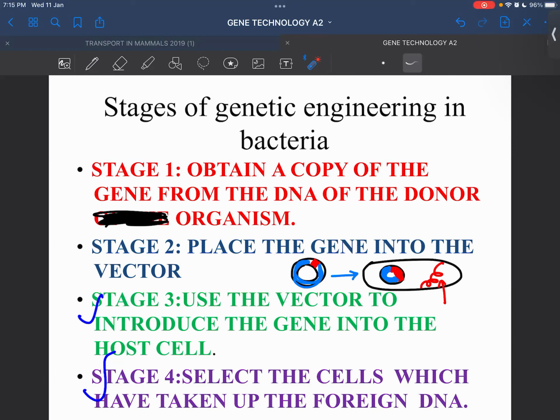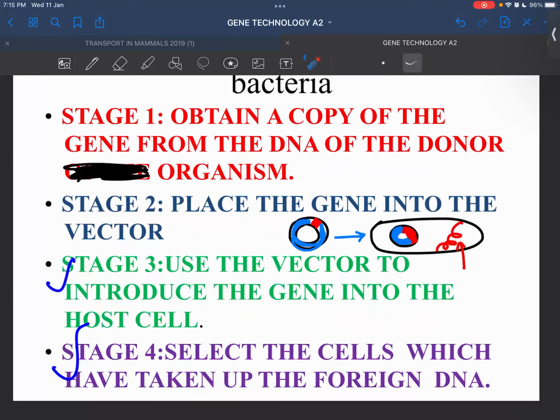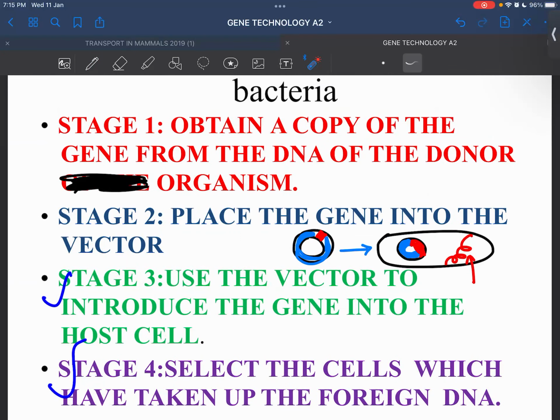So miss, first we did this: we obtained a copy of the gene from the DNA. We extracted it by the three methods that we had. Then we're cutting the plasmid with our endonuclease enzyme, and then we are adding our insulin-producing gene, whatever I would call this.